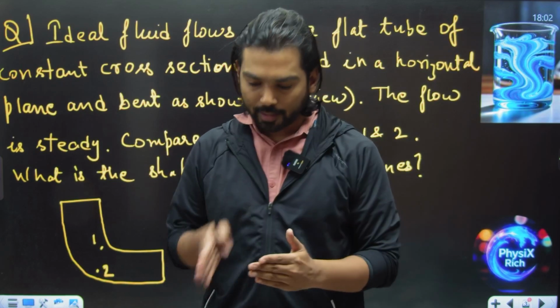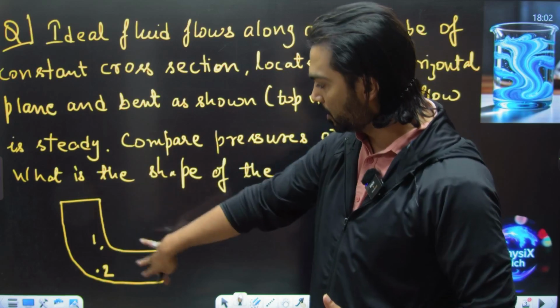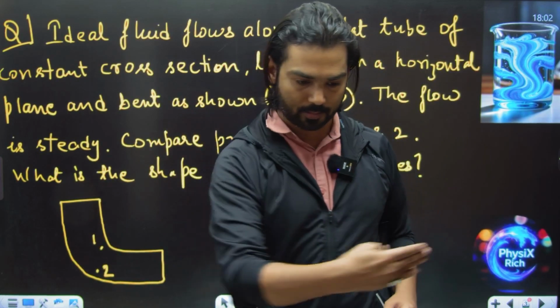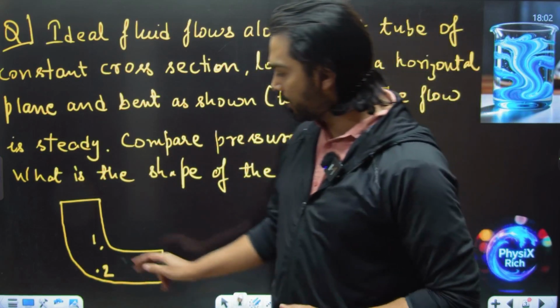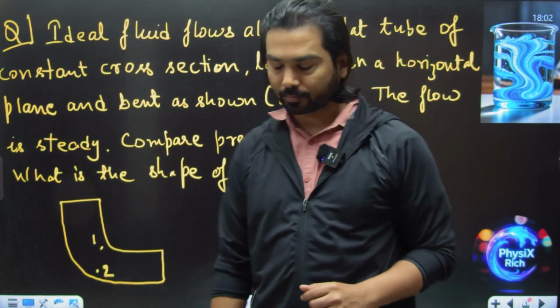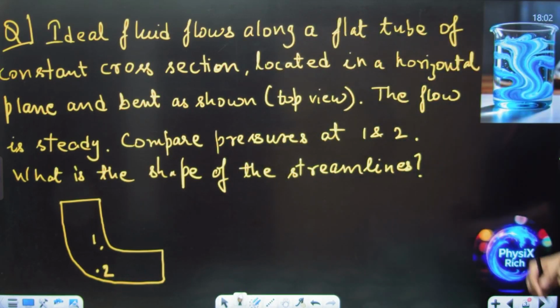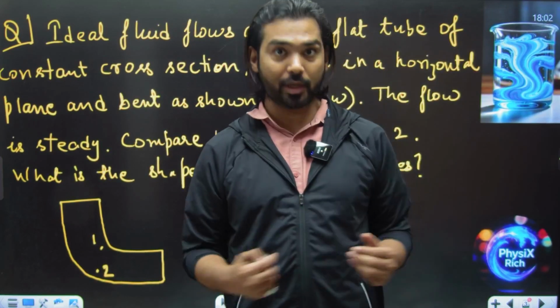I hope you get it. It's bending like this, okay? It's an L-shaped tube, like a curved L, but it's not like this. It's like this, okay? Now he's asking you that if I mark these 2 points, 1 and 2, at which point do we have a greater pressure? And he's also asking us to draw the shape of the streamlines.